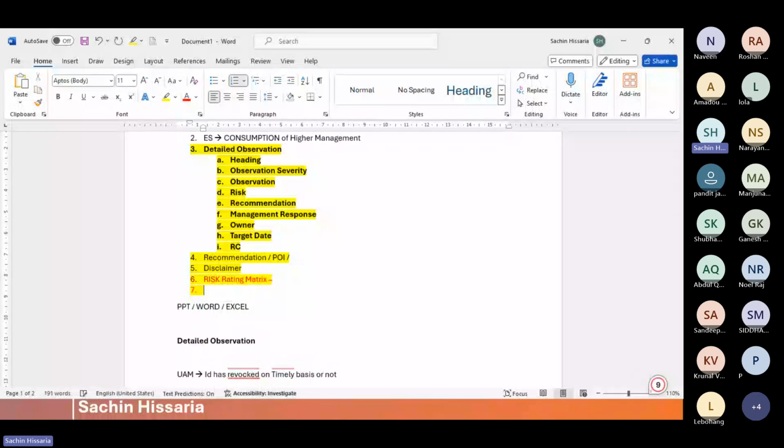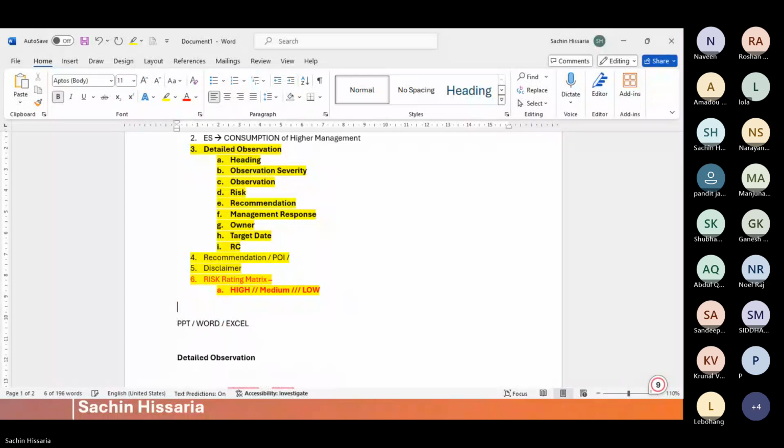Correct? Now, this is a very debatable point, whether you are doing IT audit or non-IT audit. Suppose you write that an observation is high, management will say why this is high, tell me the reason. If you write medium, they will say why this is medium, please rate this observation as low. And if you rate the observation as low, they will say this is not an observation, please give this as a recommendation. So management will always try to degrade the audit risk rating. Correct, guys? You might have faced this particular problem.